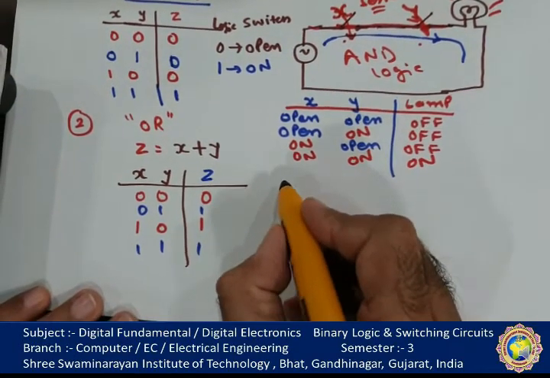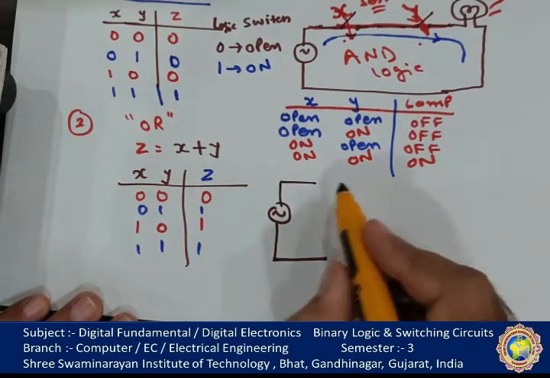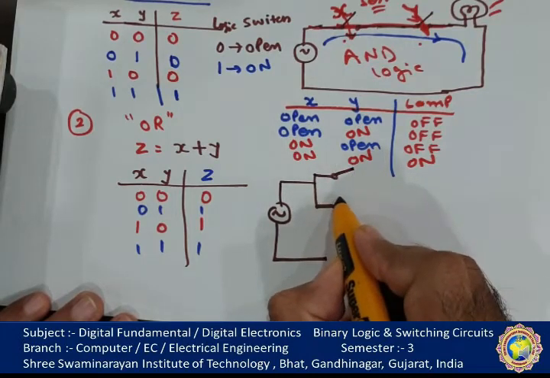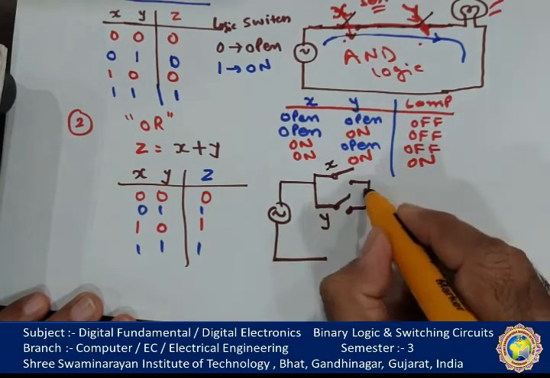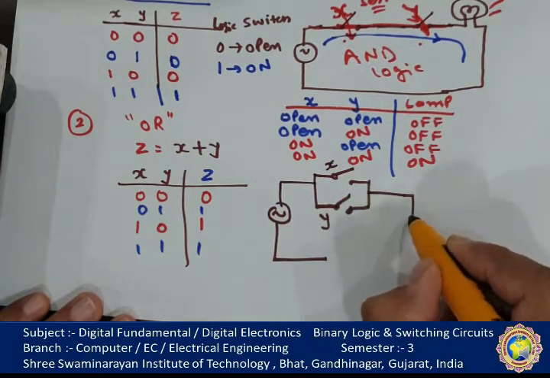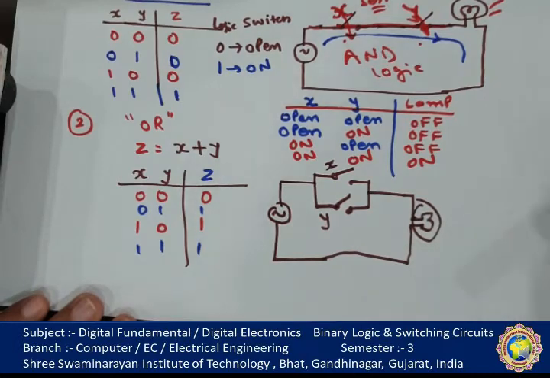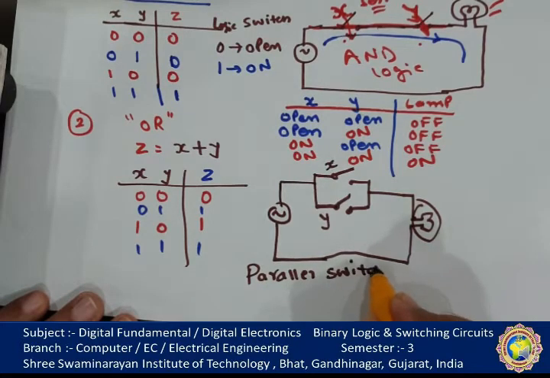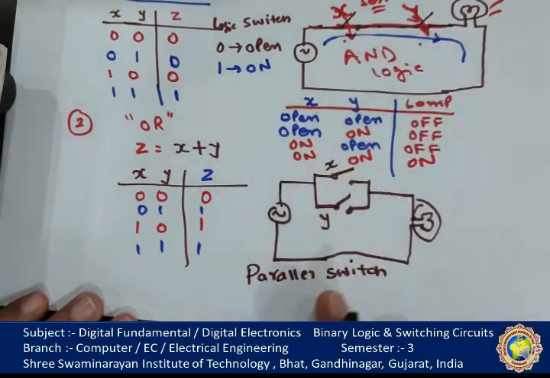Suppose I have one supply. For the OR gate, a parallel circuit is required, with two switches. This is our X switch, this is our Y switch, and the bulb is connected here. This is called a parallel circuit. Both are connected in parallel. This is called series, and this is called parallel switching.